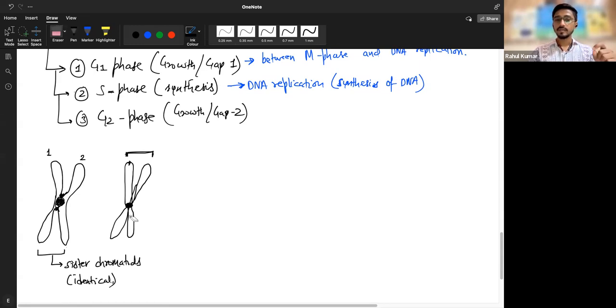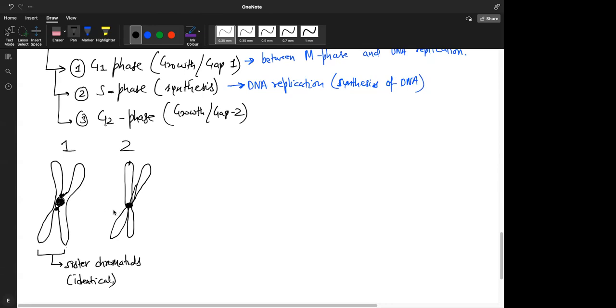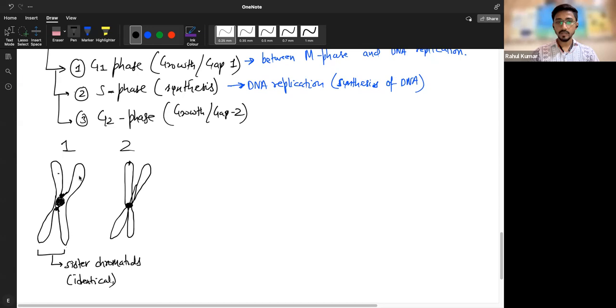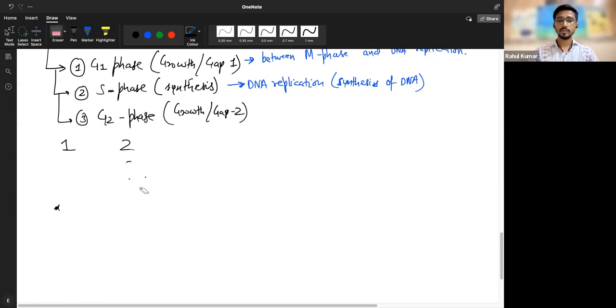When you do this, you are actually keeping 2 chromosomes, right? Chromosome 1 and 2. There are 2 chromosomes still, either in chromatid form or in sister chromatid form. You can count it as 1 and 2 only, right? There are 4 chromatids, 1, 2, 3, and 4, but they are together. But how many chromosomes are there? 2 only, right?